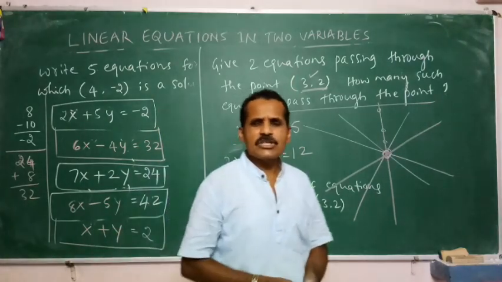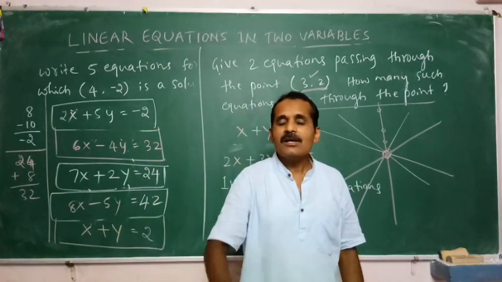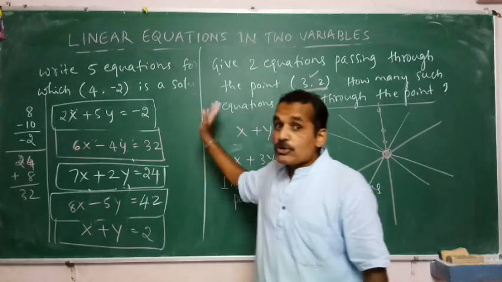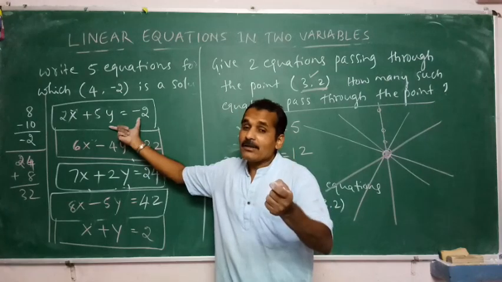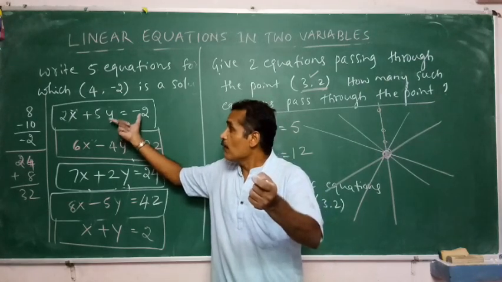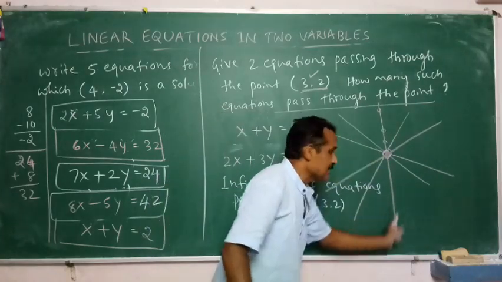We'll stop our discussion here, and when we meet in our next class, we will start the graphical method. And I will show you that whenever you are drawing a graph of linear equations in two variables, every time you are going to get a straight line graph.